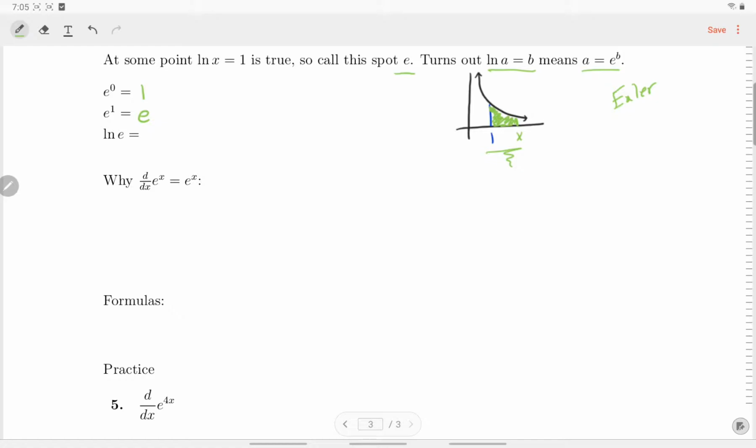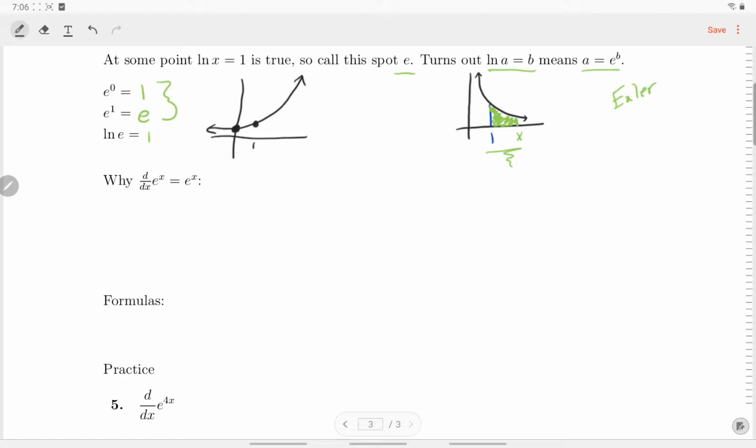Natural log of e, we just said e was specifically picked to make that 1. All right, so let's take these first two and look at the graph of e to the x that you're used to from high school. Okay, so we can see my spot there where e to the 0th equals 1. And at some point in here, e to the first equals e.